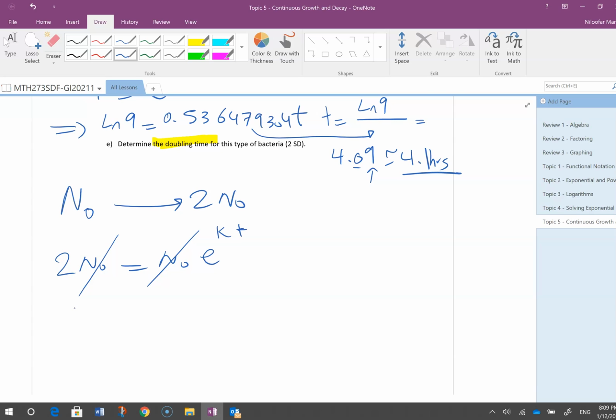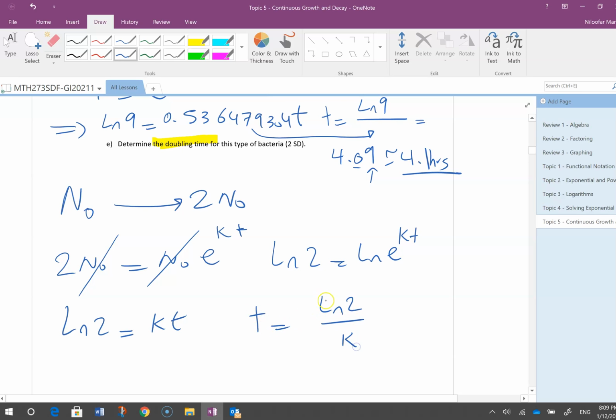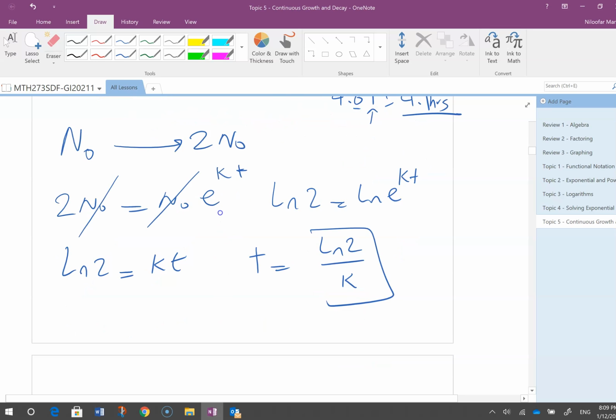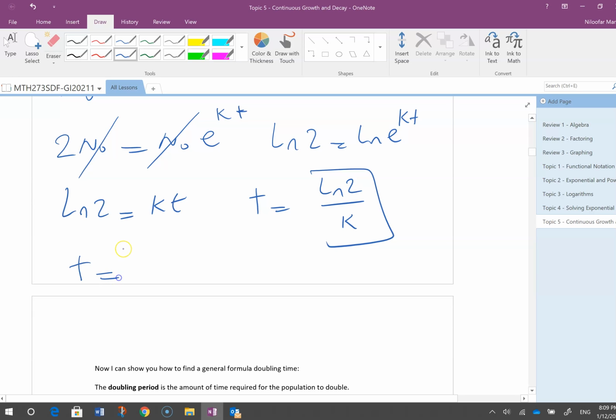It means just double. So ln 2 equals ln e power kt, which is ln 2 equals kt, and t is ln 2 divided by k. So I can use this formula, because ln 2 is constant, divided by k, which is the growth rate, and that's constant. So the answer here, t, is 1.29 hours. I underline that, it is almost 1.3 hours.